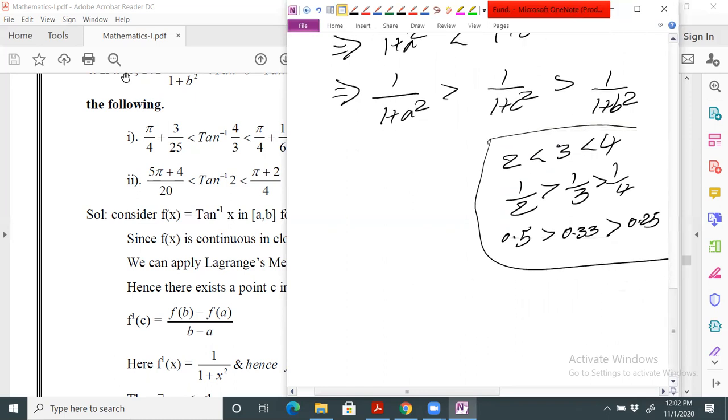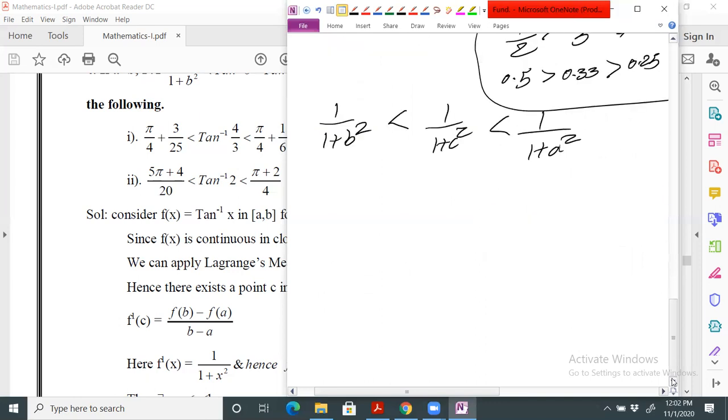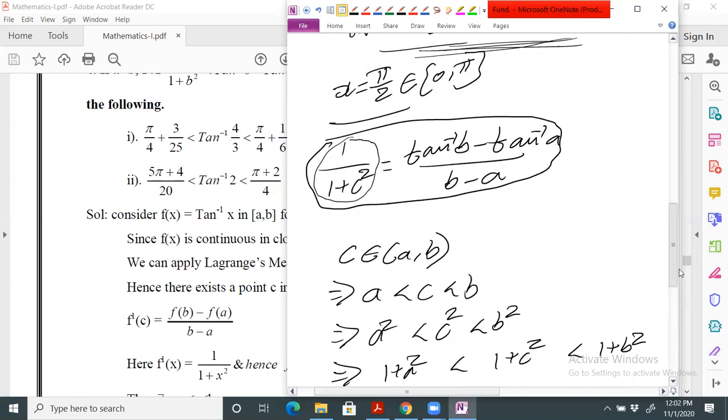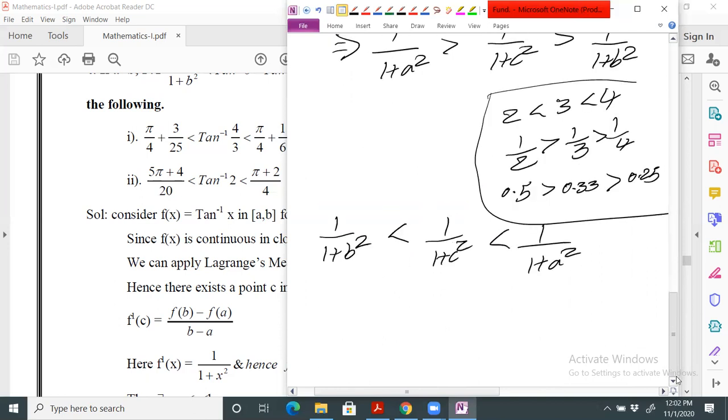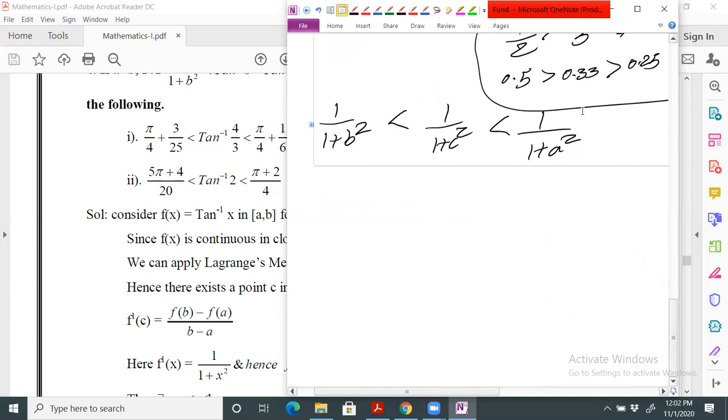1 by 1 plus B square is less than 1 by 1 plus C square is less than 1 by 1 plus A square. But 1 by 1 plus C square is nothing but tan inverse B minus tan inverse A by B minus A, the equation we wrote here. I'm using this now, substituting it here.